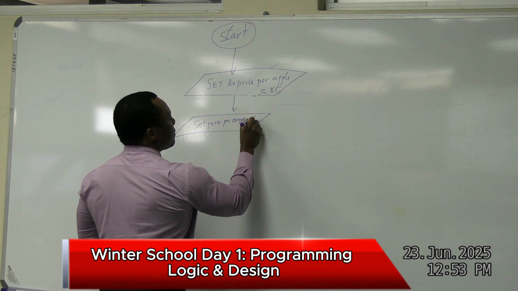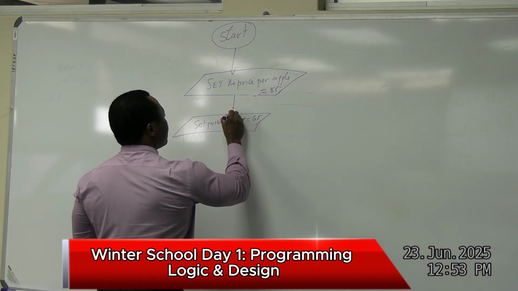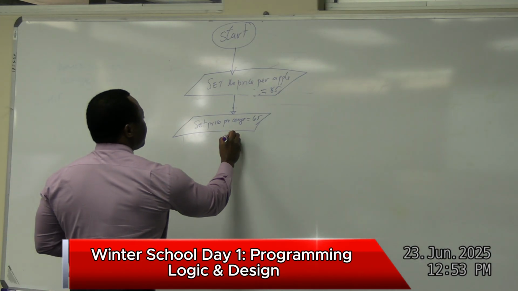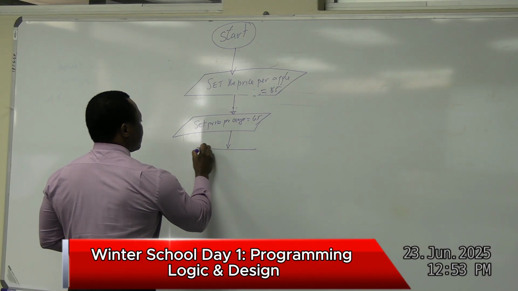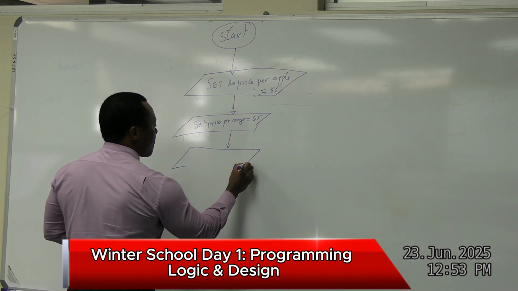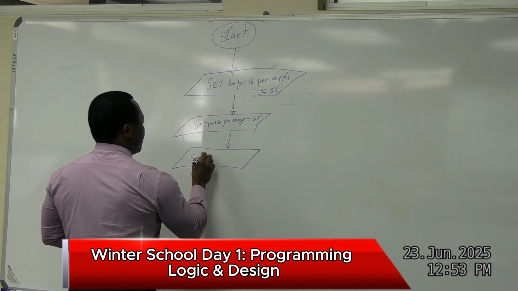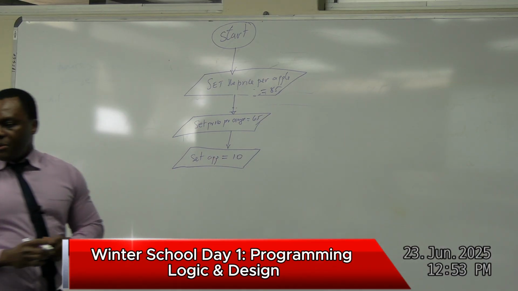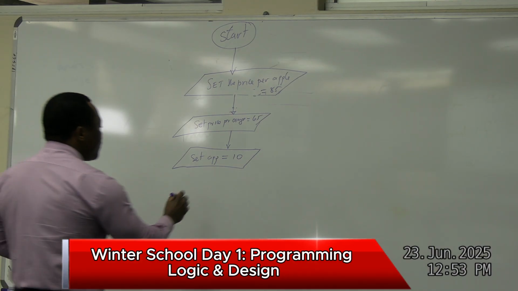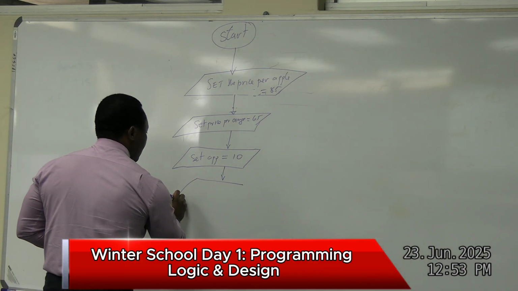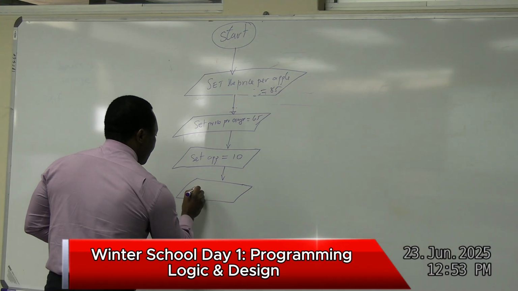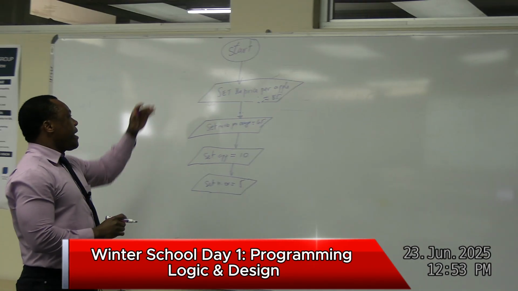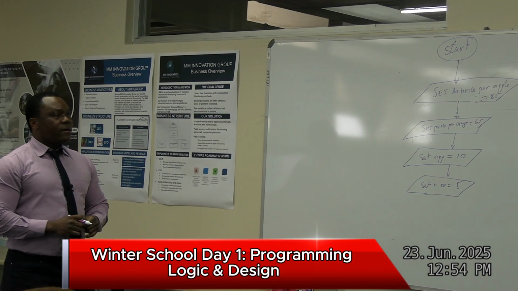Assigned to what? 65. Perfect. The third one is what? Set number of apples assigned to 10. Another input is set number of oranges. Set number of oranges assigned to 5. Okay? Did you see my inputs?